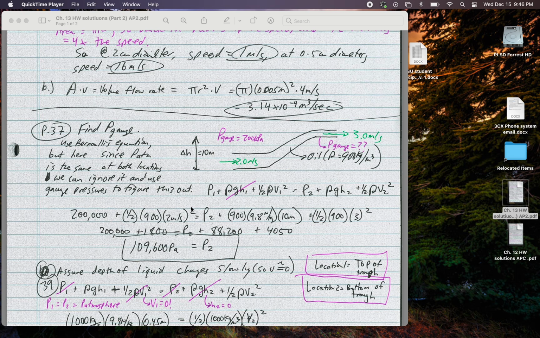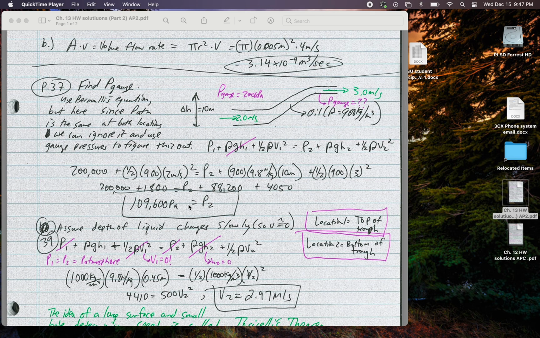So we're going to use Bernoulli's equation. The bottom here, the H1 is 0. At the top we've got a speed, bottom we've got a speed. It tells you what those are in both of them. The density of oil is from earlier in the chapter, and you're told the gauge pressure down here is 200 kilopascals. So plug all that stuff in, we get the gauge pressure at 2 is 109,600 pascals.